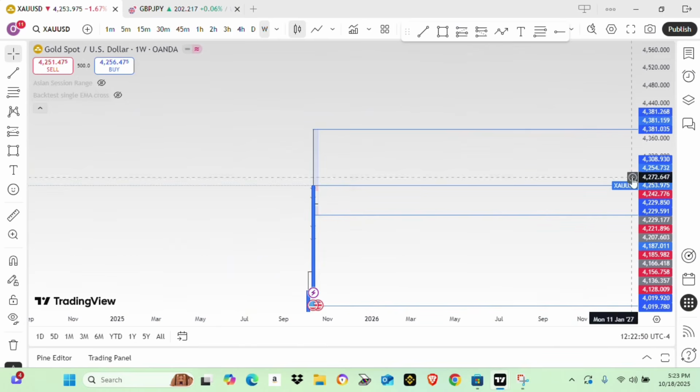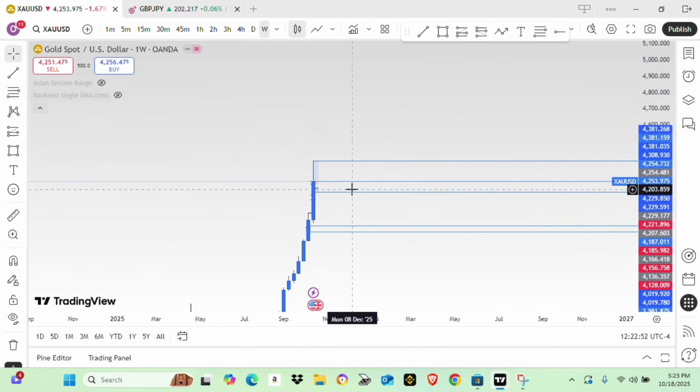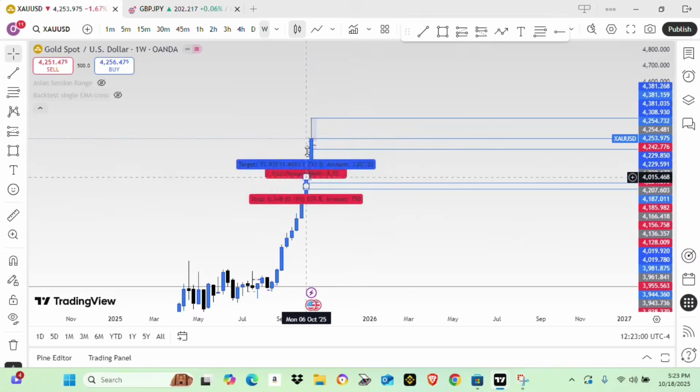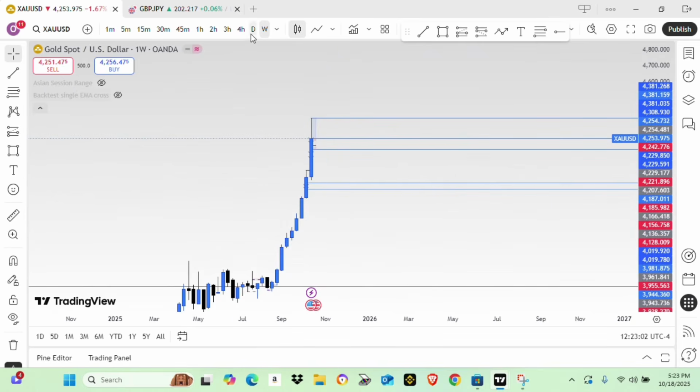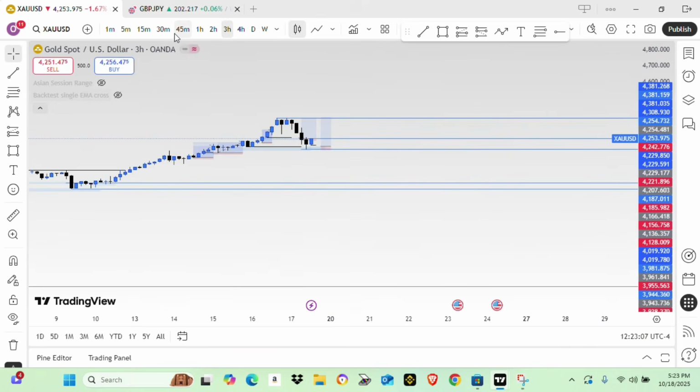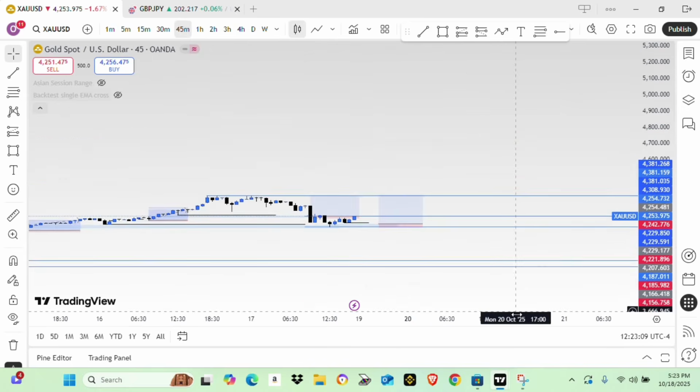On the weekly time frame, you can say the market gave us a rejection but not a clean rejection, so we are still bullish. I'm still expecting the market to keep pushing to the upside next week. So I'm expecting to keep buying from next week. After confirming that, the only thing I need to do is go down to the lower time frames and have my setups.